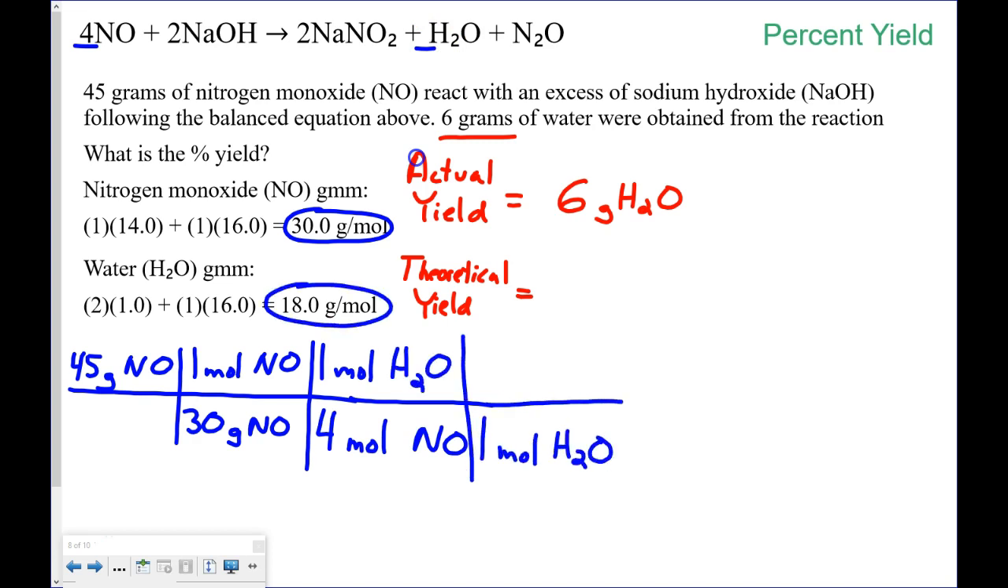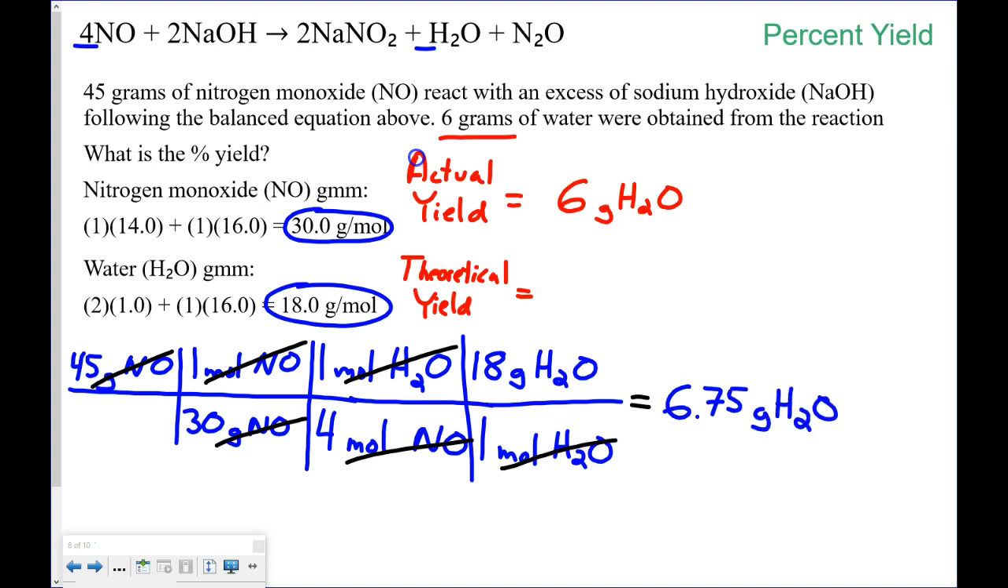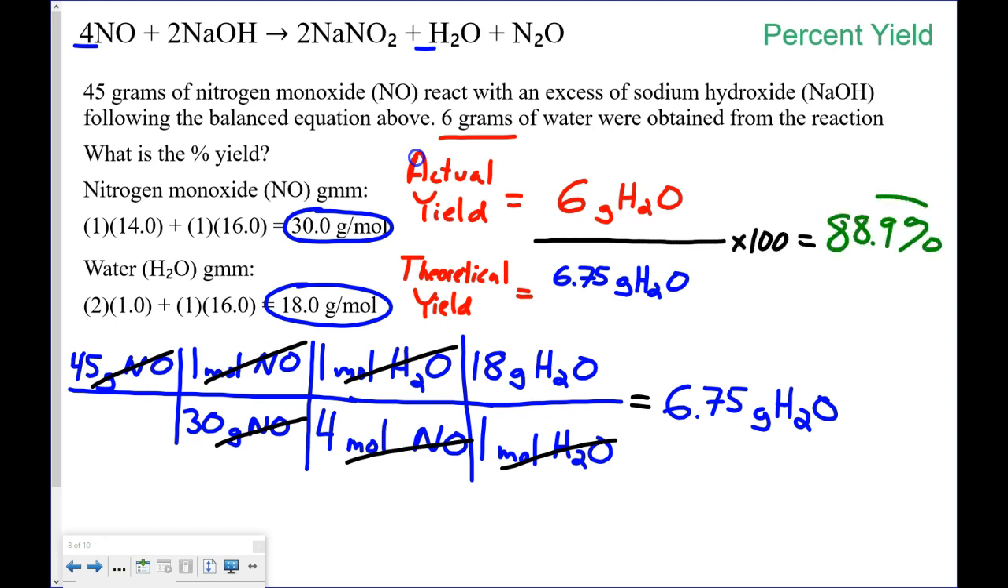From here, I'm going to convert the moles of water into grams of water, cancel everything out, and what I'm left with will be grams of water. The theoretical amount is 6.75 grams of that. 6 divided by 6.75 times 100 is going to be 88.9% yield for this reaction.